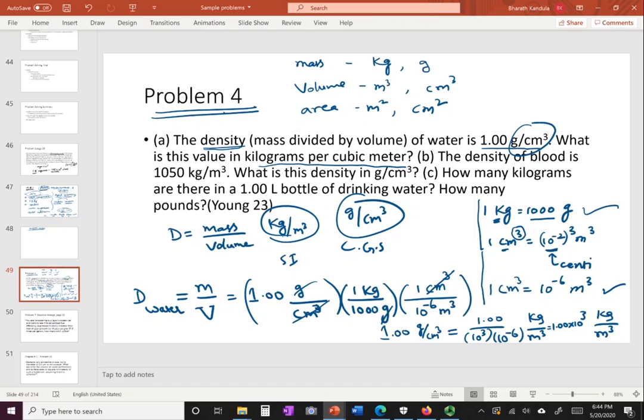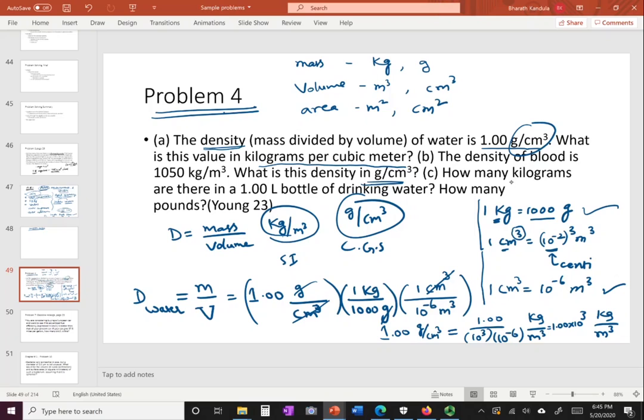Okay, now that's the first part. Now the second part is the density of blood is 1050 kilogram per cubic meter. Convert this into gram per cubic centimeter. Okay, so you follow the same procedure using these conversion factors. You can easily calculate that. Okay, now the answer will be, I think, 1.050 gram per cubic centimeter.